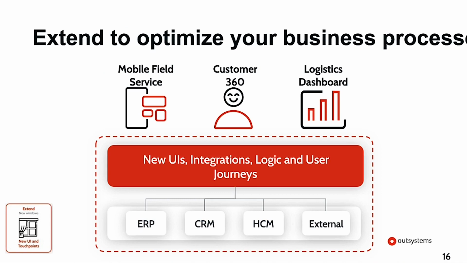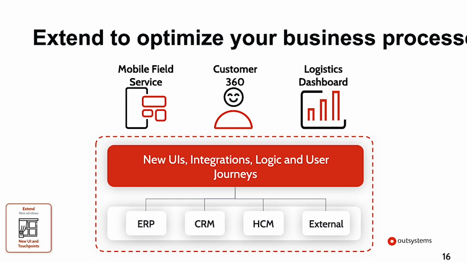So if we look at extending, extending is about really optimizing your business process. And that means you've got an existing ERP, CRM, human capital management, or some external other kinds of application that may have a lot of technical debt. It may be risky technical debt. You don't necessarily want to change it at the application layer, but you do have API access.